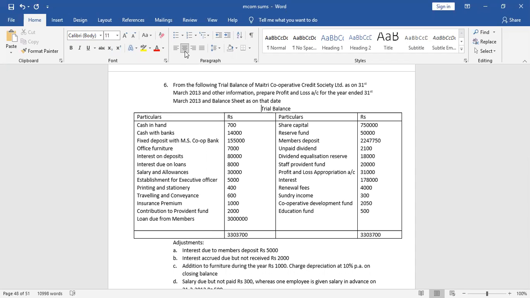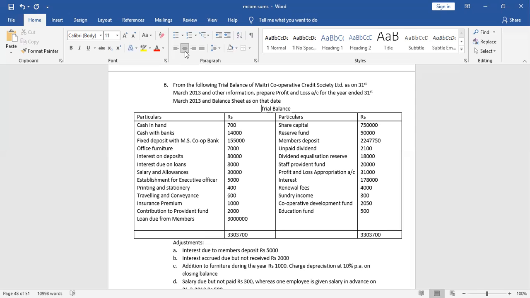Then we come to the credit side. In the credit side, it will be liability or income. Credit side will be liability and income. So share capital is a liability. Reserve fund is a liability. Members deposit, deposits will come, is a liability. Unpaid dividend, current liability and provision. Dividend equalization reserve. In the name itself, it is given, it is a reserve. Staff provident fund, we have a separate head for staff provident fund.